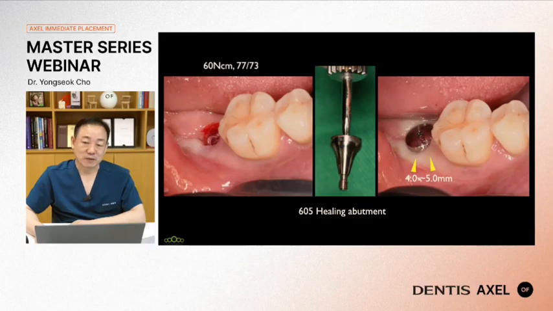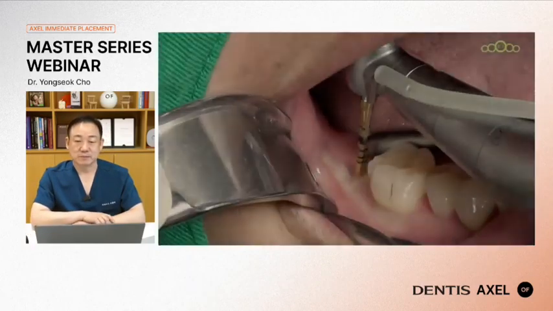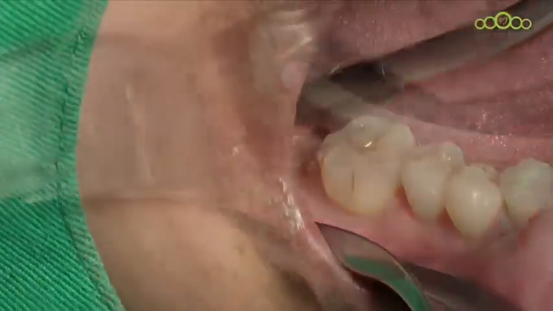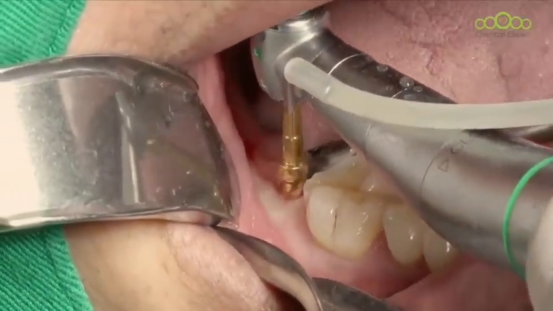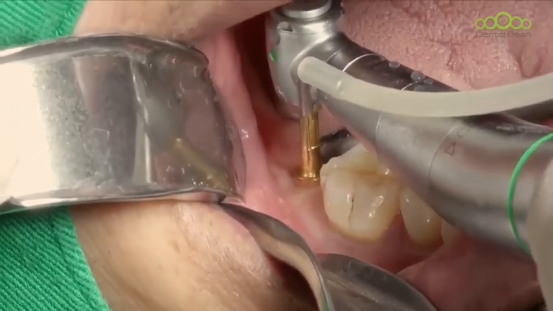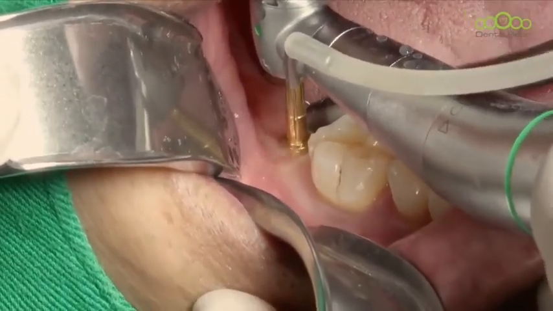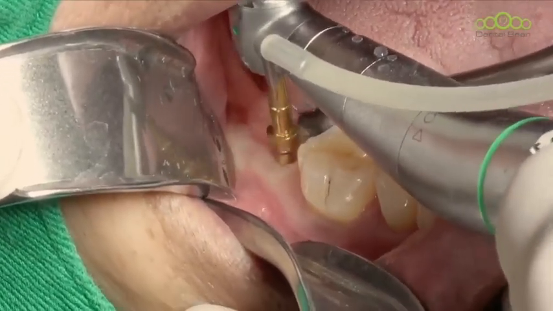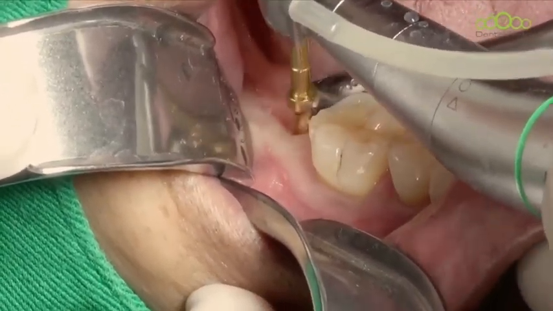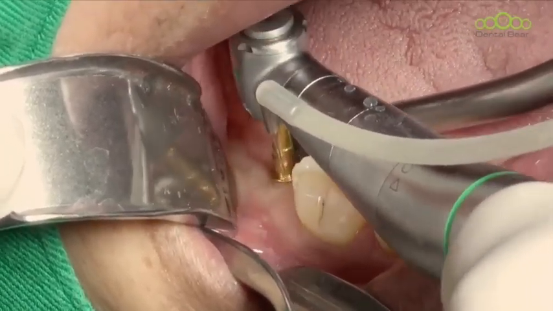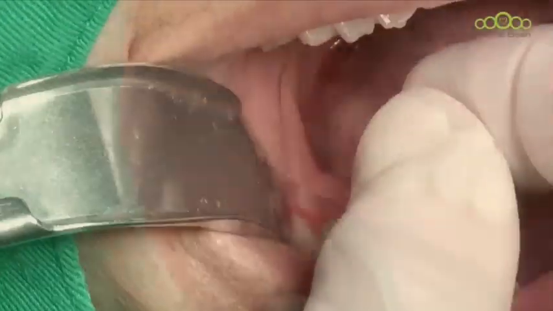4 to 5 millimeter. Okay, that means it is enough depth. Look at the video of this case. Okay, it is flapless surgery. So mark the entry point about 5 millimeter distal from the number 6 gingival margin. And I touch the apical bone. It looks like normal bone density or even a little bit hard bone. Anyway, I touch the apical portion.